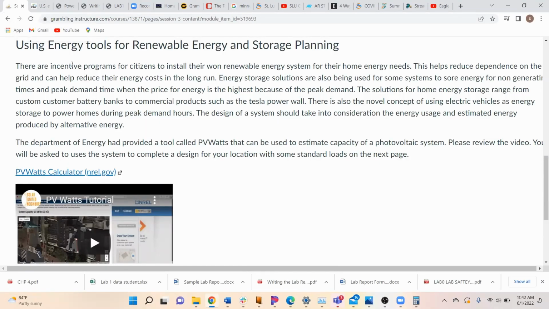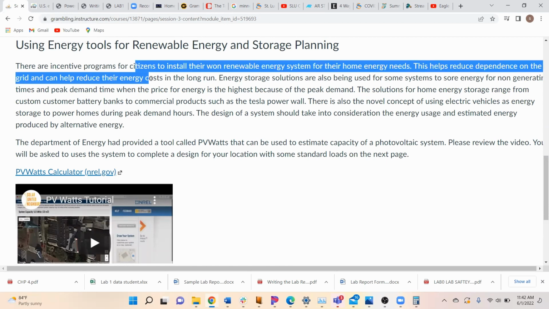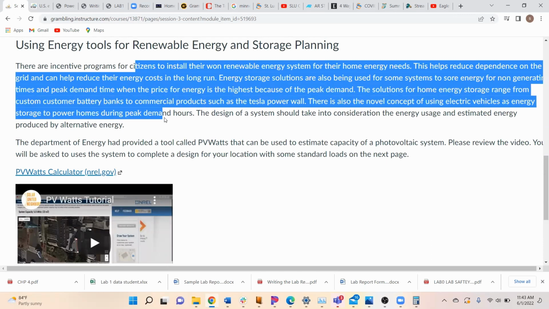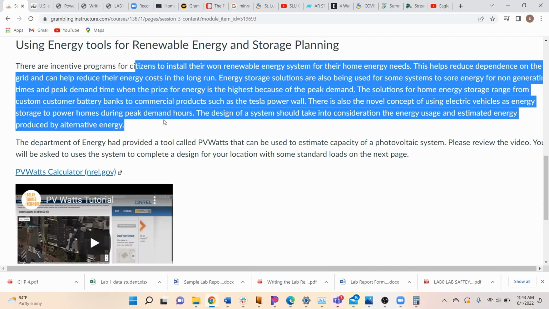There are incentive programs for citizens to install their own renewable energy system for their energy needs. This helps reduce dependence on the grid and can help reduce the energy cost in the long run. Energy storage solutions are also being used for some systems to store energy for non-generation times and peak demand times, when the price of energy is the highest. The solutions for home storage range from customer-owned battery banks to commercial products such as the Tesla Powerwall. There is also the novel concept of using electric vehicles as energy storage to power homes during peak demand hours.